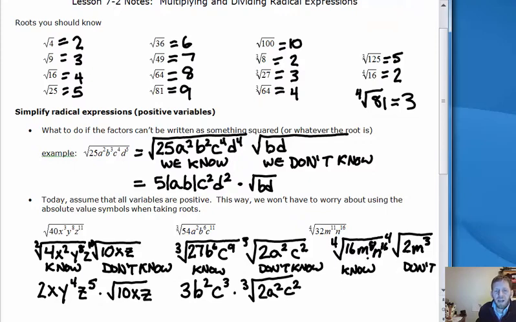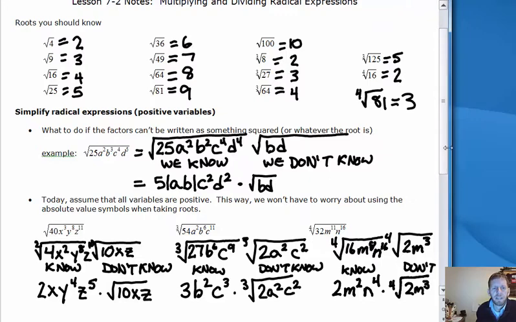And now I can start to simplify this 4th root I know. I know the 4th root of 16 up here, it's 2. When I divide this 8 by the 4, the 4th root of m to the 8th will be m squared. 16 divided by 4 is 4, so I can take the 4th root of n to the 16th power, that is n to the 4th, when I divide the exponent by the root. We're going to multiply this by the 4th root I don't know, which is 2m cubed. And now I've simplified all 3 of these expressions.